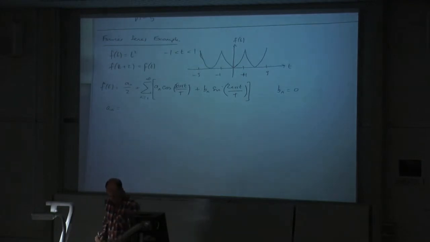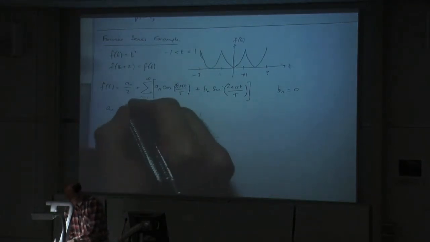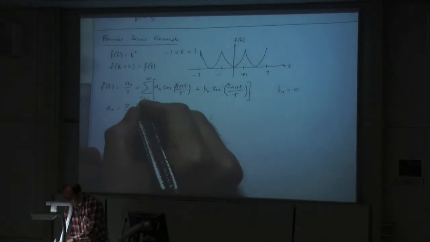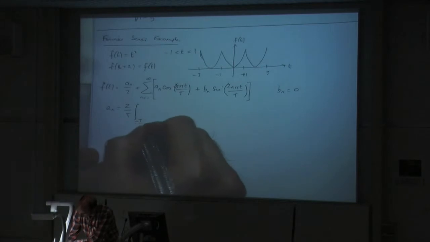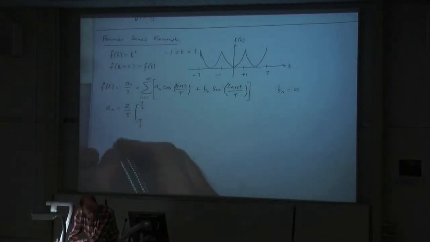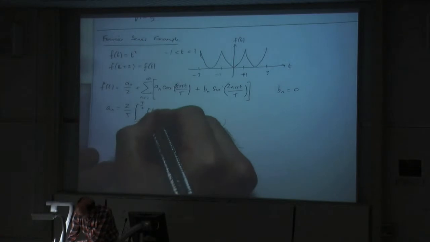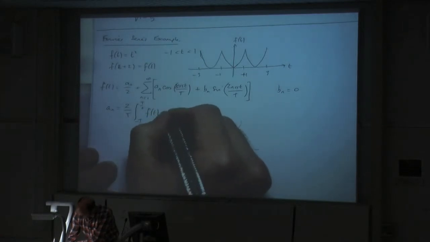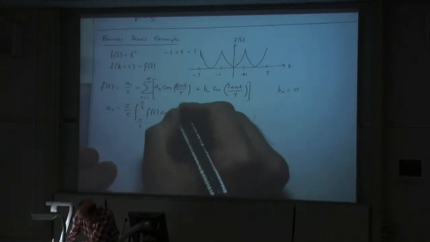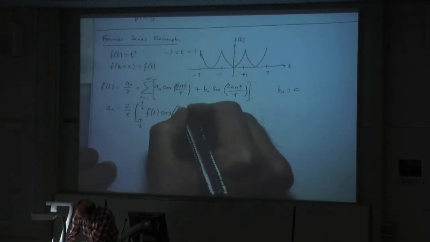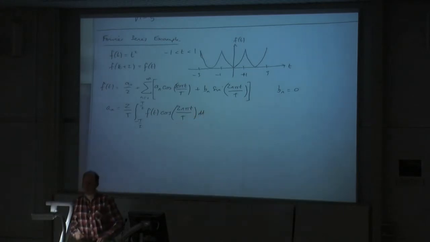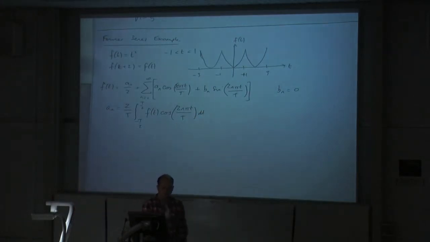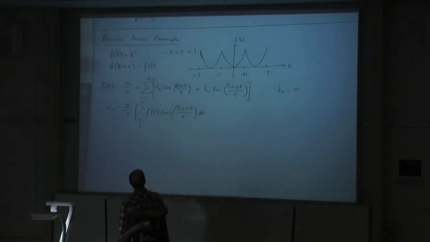Now, an, again, this is on page 59 in your notes. We've got the equation for an. It's 2 divided by T, the integral between minus T upon 2 and T upon 2 of the function f of t times cos of 2n pi t divided by big T, dt. So this is what we've got to try and find, an, because bn we know is 0 because the function's even.